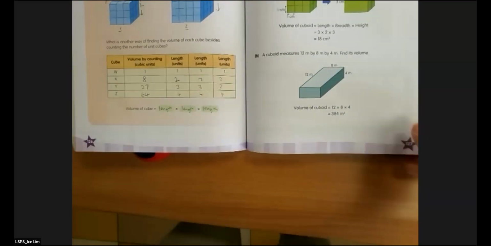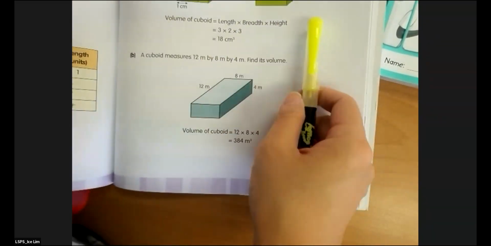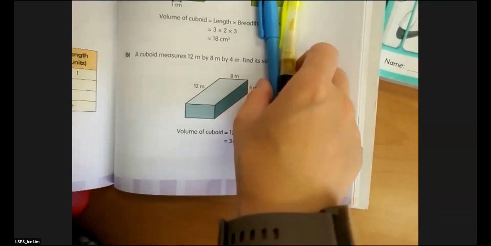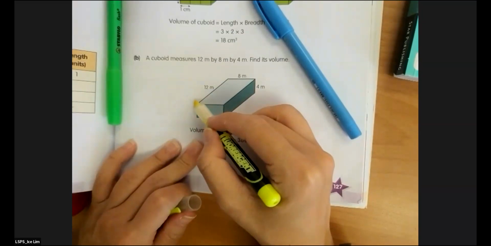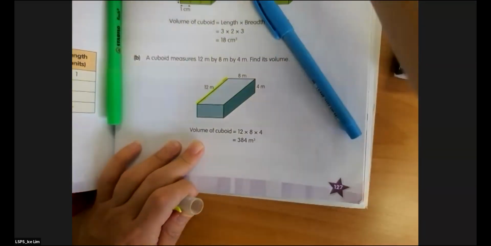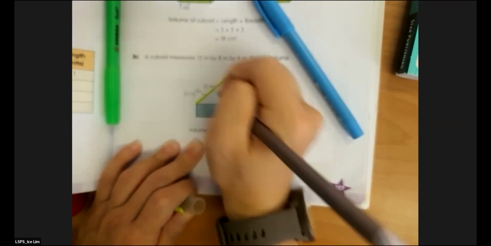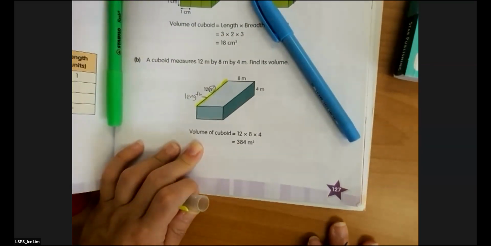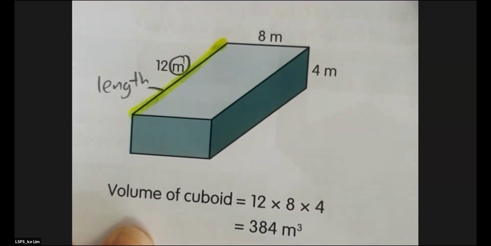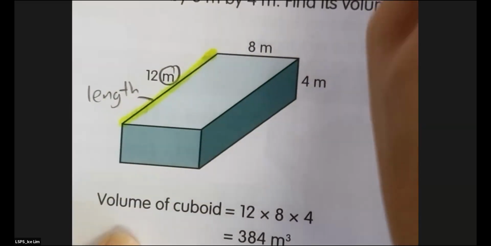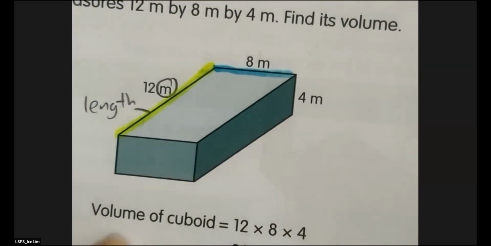Okay. Now, I'm looking at this cuboid here. I'm going to color 3 colors. So I measure one side. How long? Label it. This is length. This measurement was 12 meters. The meter is just meter. Okay. Then I have the breadth. How wide is this cuboid? It's 8 meters. This is the breadth.